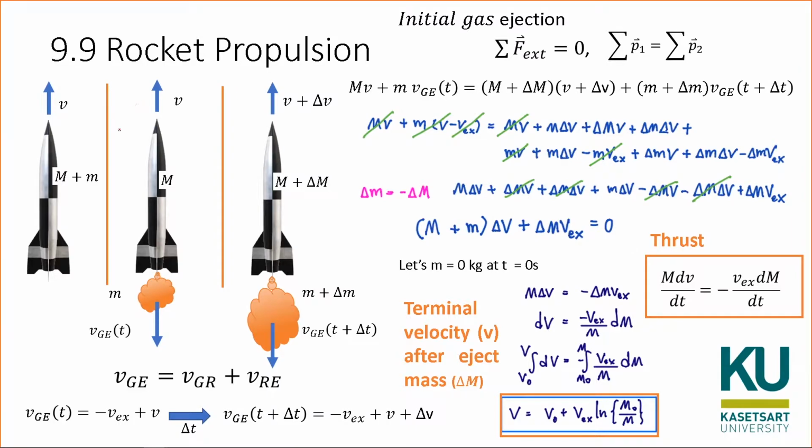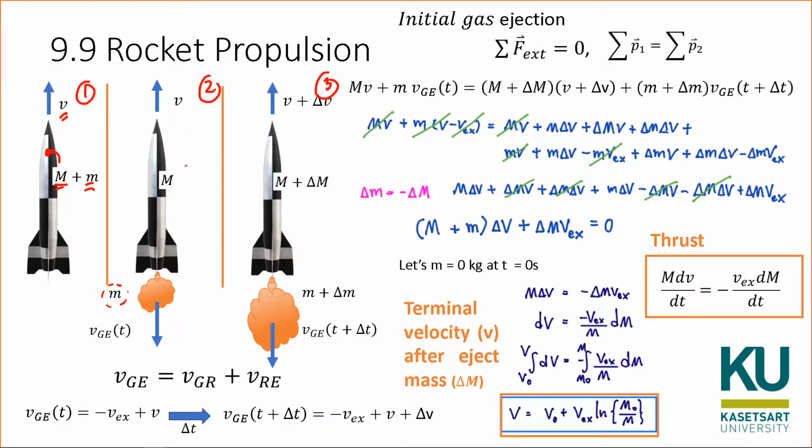Now we look into the details of the rocket propulsion. There are three scenarios that happen. If you look carefully, initially the rocket is moving with a specific velocity, and this rocket has the mass of the rocket itself plus the mass of gas. This is the gas that is about to be ejected.